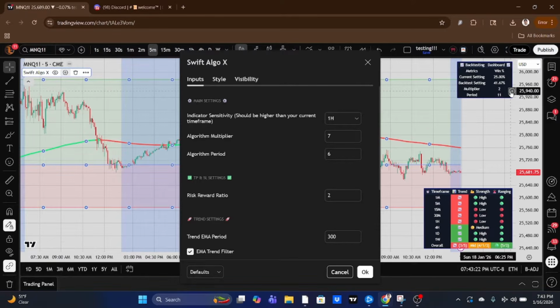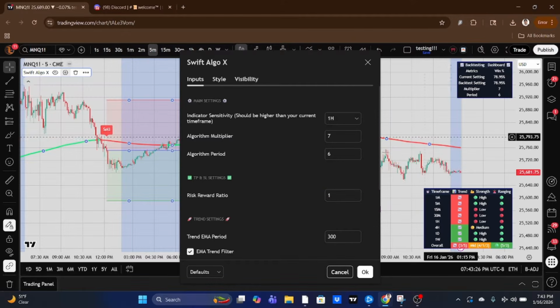But in my own opinion, I prefer to keep this as a 1 to 1 so I can hit those trades a lot faster. With 1 to 1, it feels like I win most of my trades compared to 1 to 2. But that's personal preference. You can choose 1 to 2 or 1 to 1. I prefer to keep it as 1 to 1.